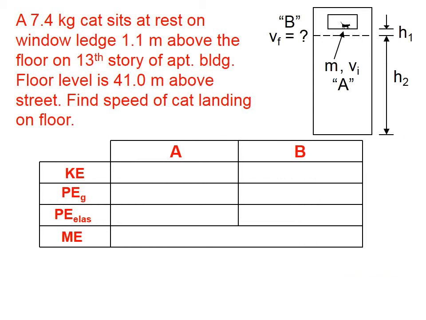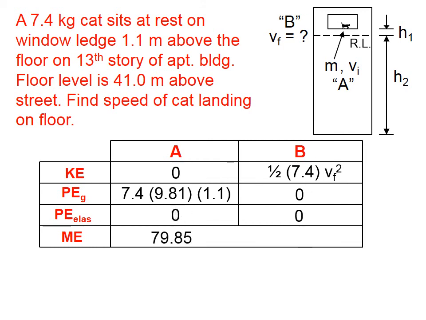Let's do it again, but this time we'll just pop the numbers in. In snapshot A, remember this is when the cat is on the window ledge. He's not moving, so he has no kinetic energy. But he does have gravitational potential energy equal to his mass times g times his height above the reference line. No springs in this problem. Snapshot B, when the cat is just above the floor, he will have kinetic energy because he's moving at that point, and his kinetic energy will equal 1/2 times m times VF squared. Because he's essentially at the reference line, he won't have any gravitational potential energy, and we have no springs.